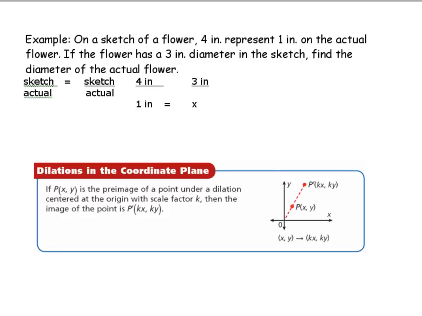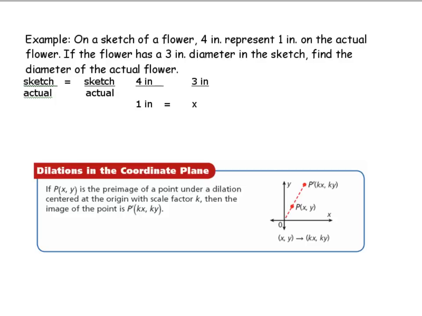So how can we utilize dilations in somewhat of an algebraic sense? In our example here, we've got a sketch of a flower, and we're saying that 4 inches on the sketch represent 1 inch on the actual flower itself. If a flower has a 3-inch diameter in the sketch, we want to find out what the diameter of the actual flower would be. So we're just using that scale factor kind of thing.